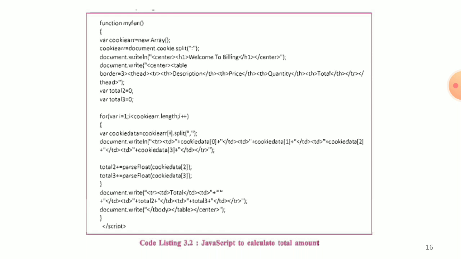Code string 3.2, the JavaScript that calculates the total amount. Here we have defined a function myFunc. The function is accepting the data from the cookie and storing it in an array. Then we are converting the data into numbers by using the function parseFloat and adding it to the total. Finally, we print the value of the total.